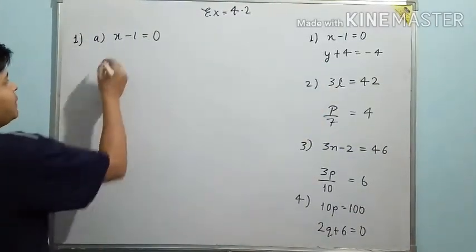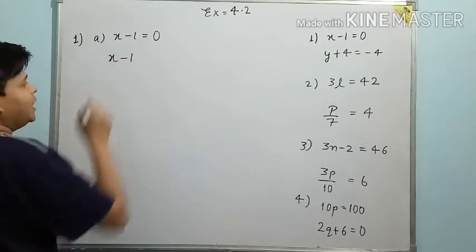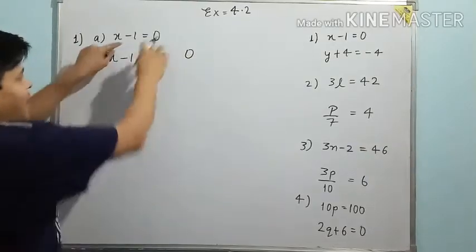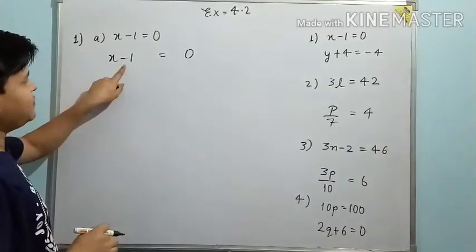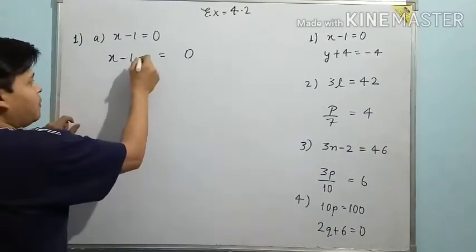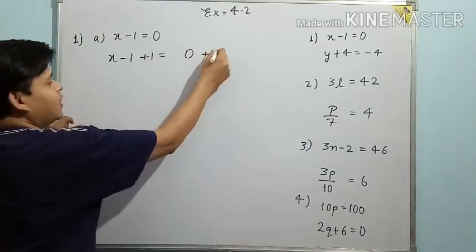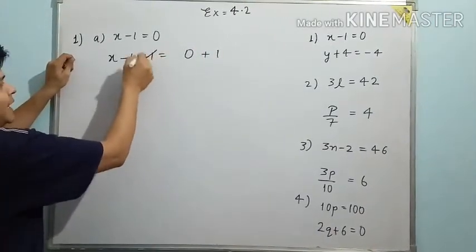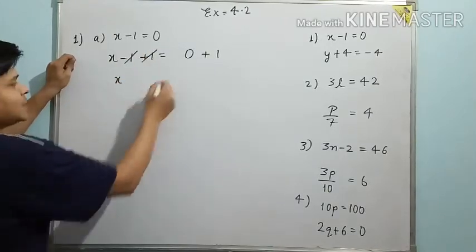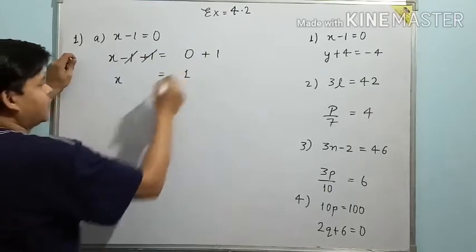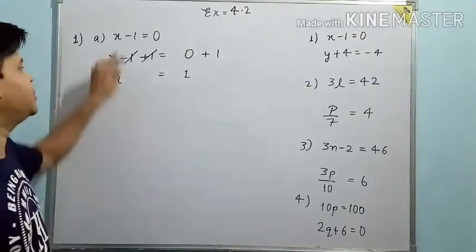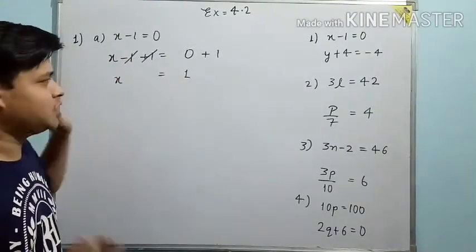So what we will do here? First of all, we will write down the same which we have, is equals to 0. Done. I have copied the same. Now as we have -1 here, so we will do +1 here and +1 here. Now solve. -1 and +1 will get cancelled. We will be left with only x. Here 0 plus 1 is 1. So x is equals to 1. This is the solution of this equation, or we can say this question is done.